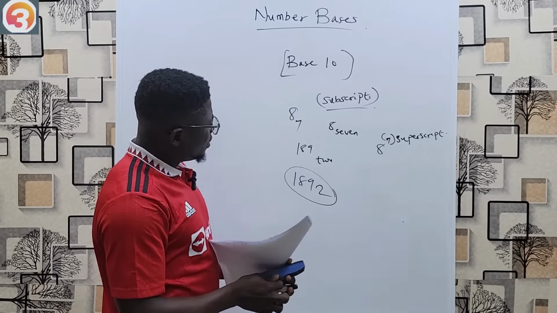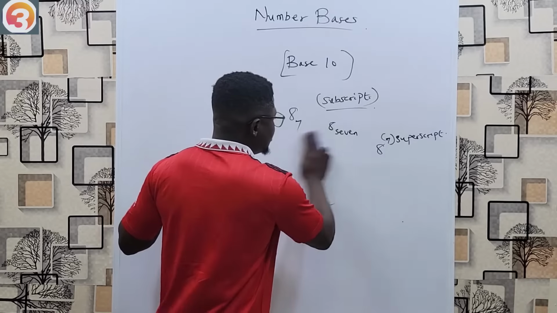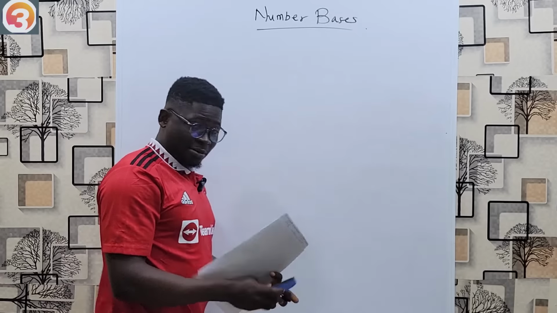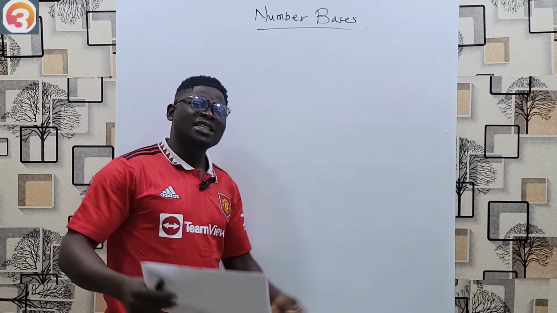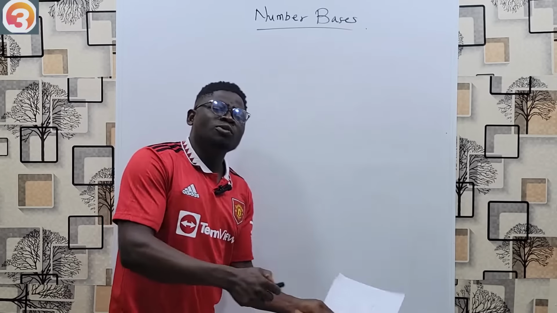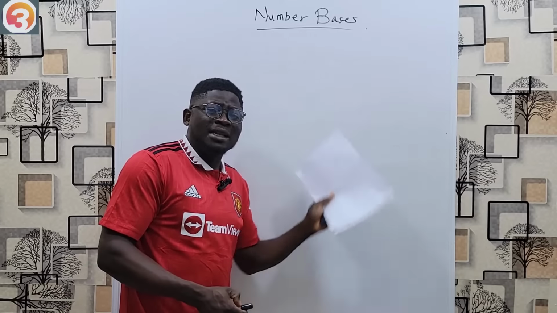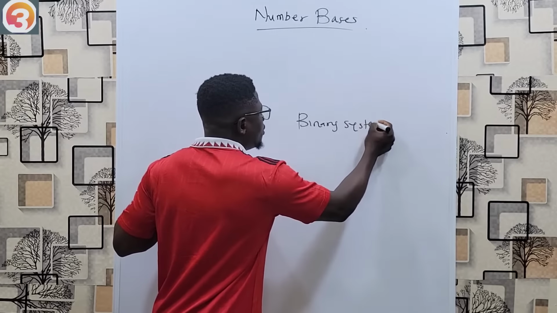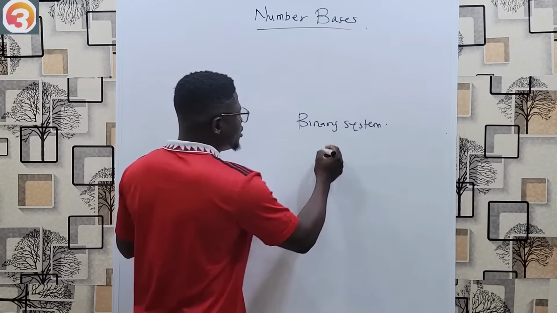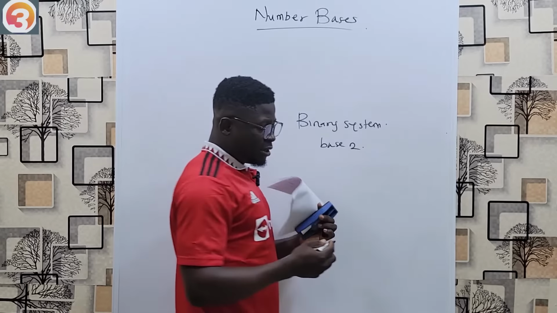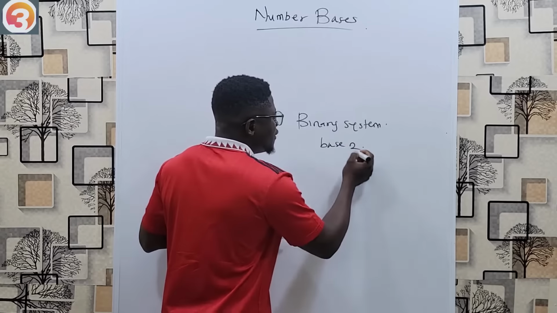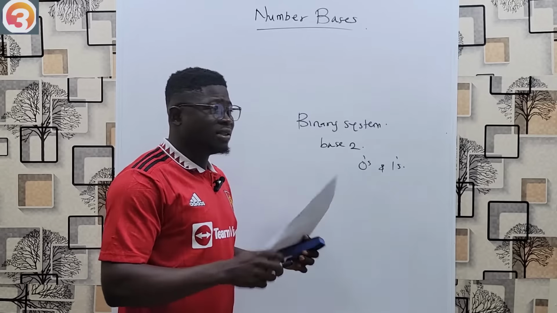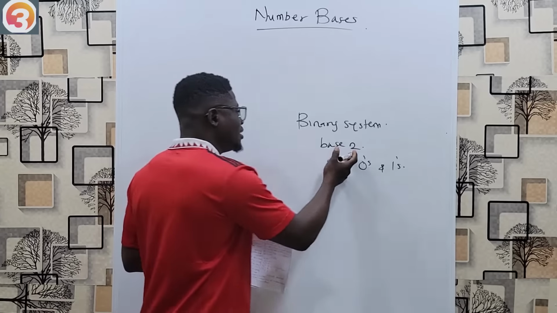Having known that, there are other systems of counting, and the most commonly used non-base 10 system. I told you the natural base is base 10, and that base 10 is the most commonly used. But another non-base 10 system that is commonly used is the binary system. The binary system is base 2. It only has zeros and ones in this system of counting. It does not exceed 2.